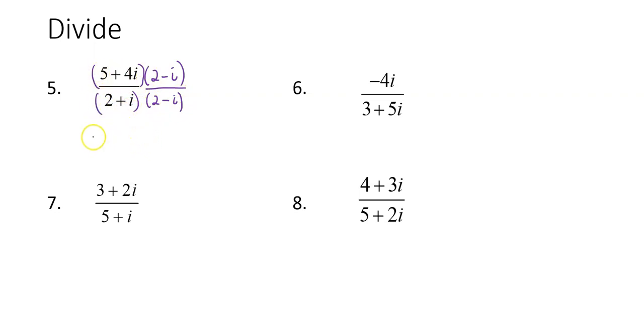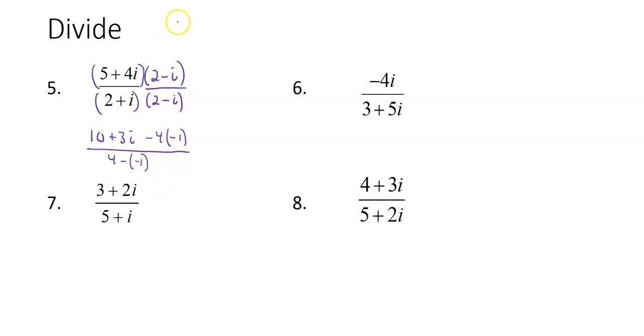All right, so 5 times 2 is 10, minus 5i plus 8i, right? 4i times 2 is 8i. So 8i minus 5i is 3i. Minus 4 times i squared, which is negative 1. Down the bottom, 2 times 2 is 4. Plus 2i minus 2i go away. Remember, this is the difference of squares pattern. And then you'll get a minus i squared, but we replace the i squared with a negative 1.